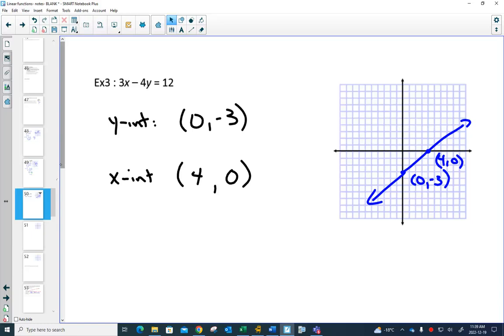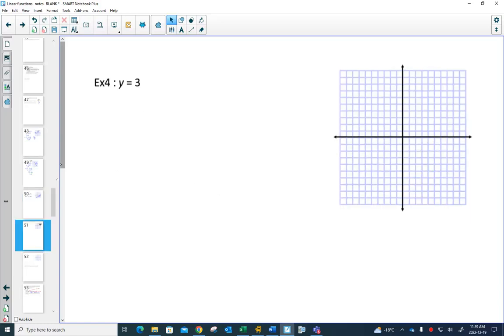And then the last 2 examples, it's sort of like, how does this work with the special lines? Do we remember? We had special lines, some of them are horizontal, some of them are vertical. Y equals 3. Will that be a vertical line or a horizontal line? Horizontal.